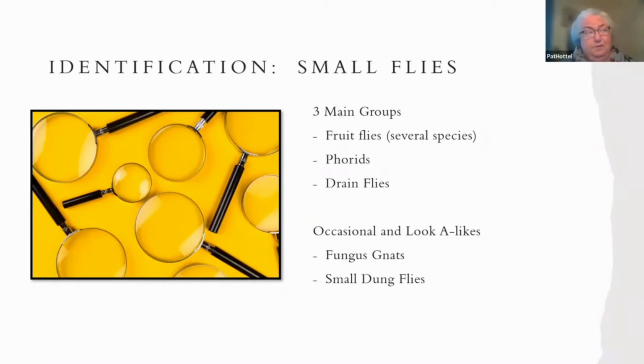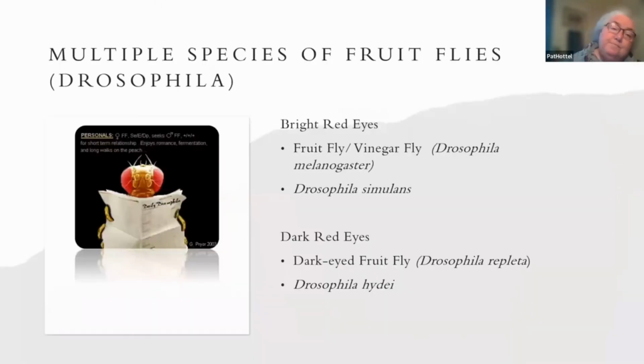Just like the fruit flies, the Drosophila flies, this is not just one species, there's multiple species. When we say phorids, it's a family of flies. It's not just one type of phorid out there. And then our drain flies, the same thing. And then I'll go over our lookalikes, our fungus gnats, and I'm going to cover small dung flies.